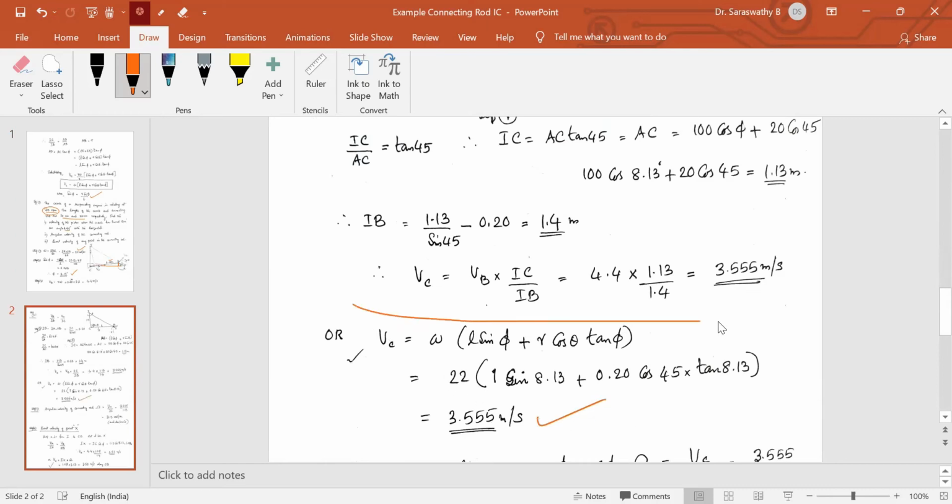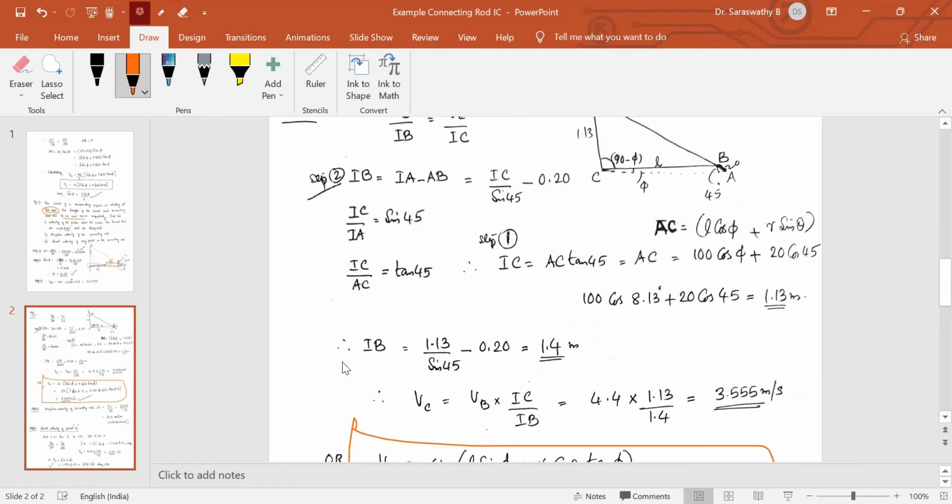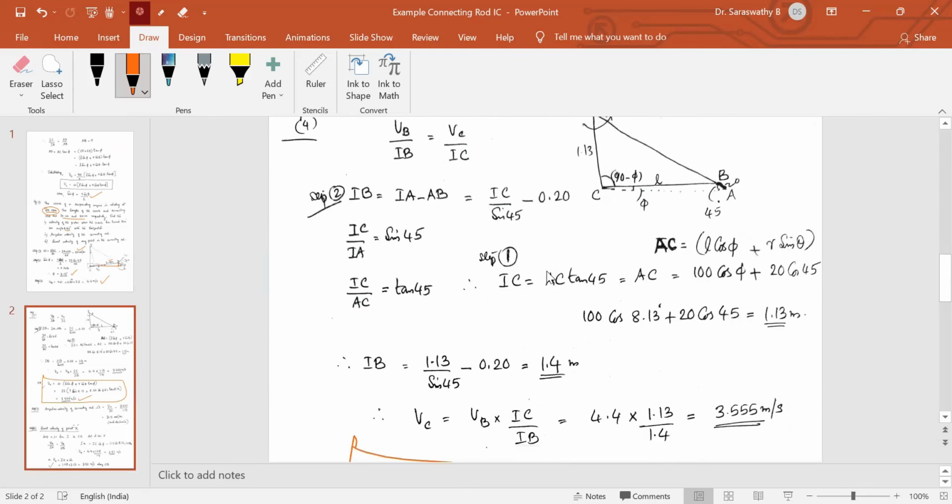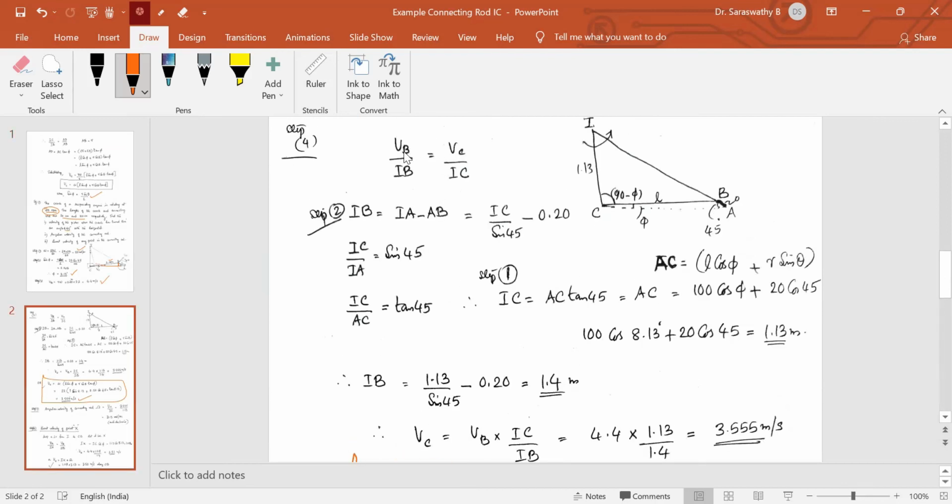If you are not able to learn this formula by heart, start from first principles. How will you do it? We have VB, the linear velocity of the crank, VB equals r omega. Radius is given, omega is given, so VB we have got. Now let us apply VB by IB equal to VC by IC.